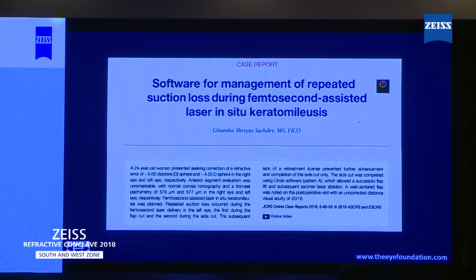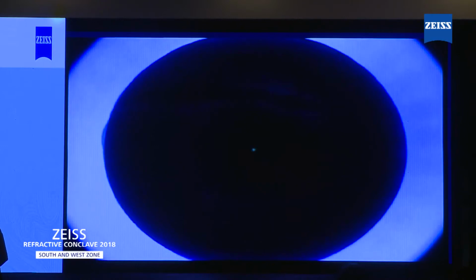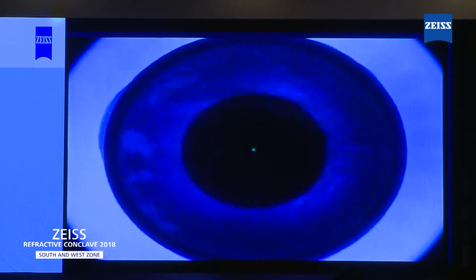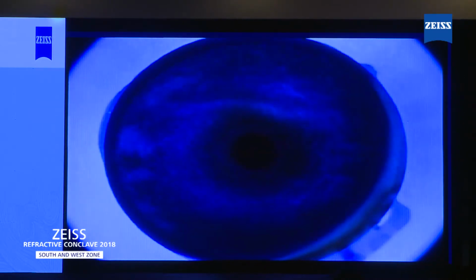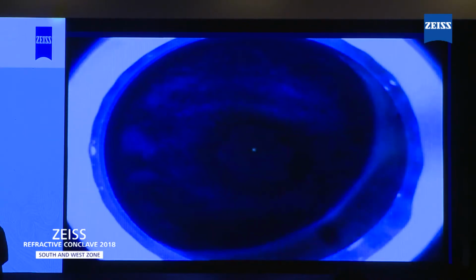This is wherein I used the Circle software to manage a case of repeated suction loss in a patient who presented with a femtosecond LASIK. So this is the first dock wherein after an adequate centration, we start with the delivery of the femtosecond laser. You can see that the flap cut is being formed, but because of slight movements of the patient, we have a loss of suction and are unable to complete the entire flap cut.